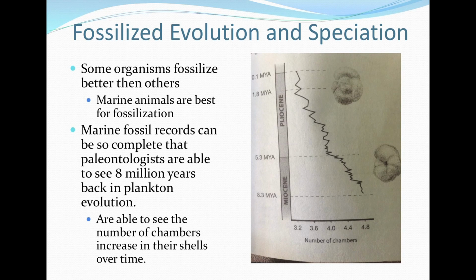Marine organisms, such as plankton, are the perfect subjects for fossilization because their bodies possess several hard parts which are easily fossilized. Plankton's fossil record is so complete that paleontologists can identify changes in the number of shell chambers over an 8 million year period. The figure shown graphs the number of chambers in the shells of plankton species over time. While the evolution waxes and wanes, we can clearly see an overall increase in the number of chambers.